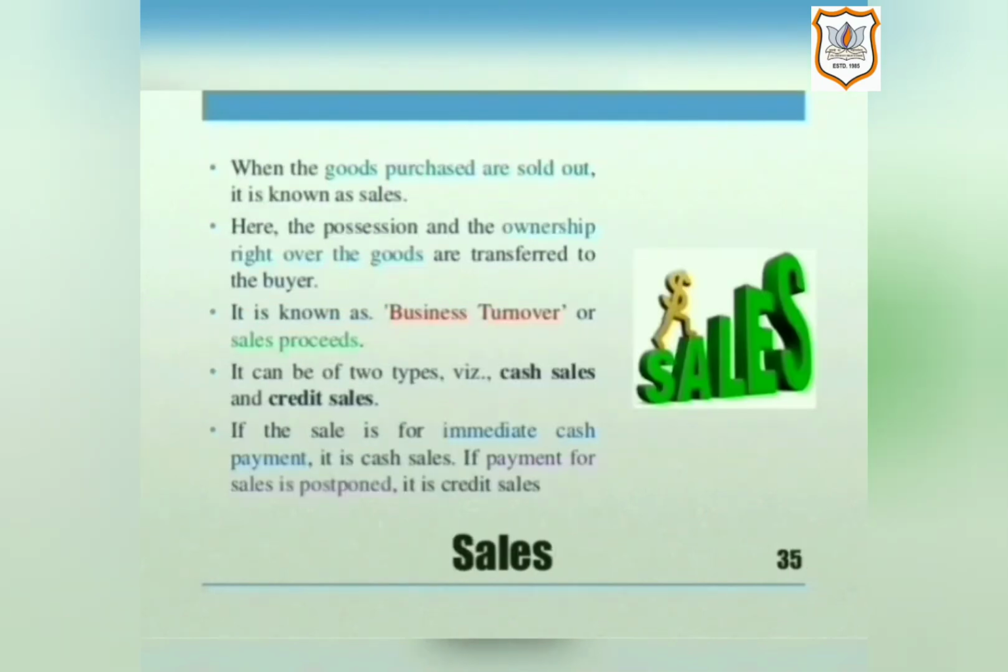Now our next term is sales. When purchased goods are sold in order to earn a profit are called sales. Sales can be of two types, cash sales and credit sales. If the sale is for immediate cash payment, it is cash sales. And if payment for sales is postponed, it is credit sales.